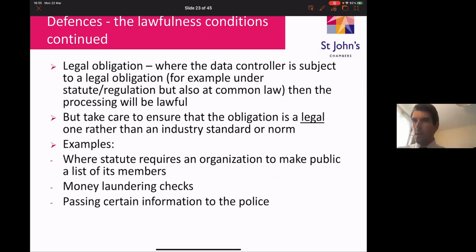Examples there are where statute requires an organization to make a public list of its members. Your controller clients might have to carry out money laundering checks, or your public authority clients might have an obligation, or indeed other data controllers might have to pass information to the police as a requirement under the law. So that is one way that you can say as a controller that you have processed data lawfully.